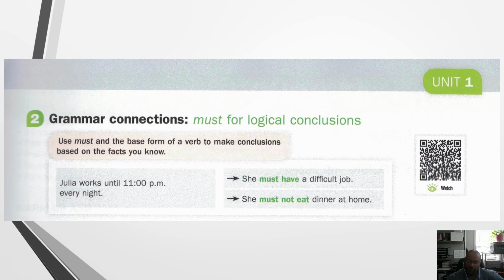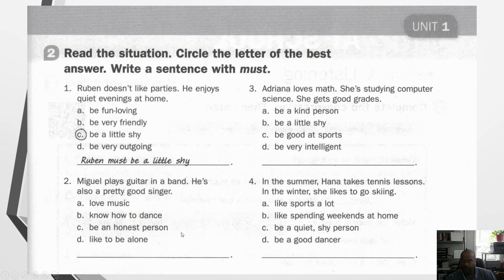Then we can move on from here and move into our workbooks, to page 17. So we just turned the page in our workbooks, and on page 17 we can use logical conclusions with must to complete the rest of our book here. So number 2, read the situation. Circle the letter of the best answer. Write a sentence with must. Logical conclusion.